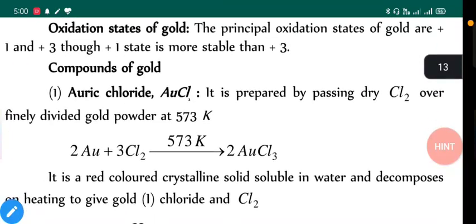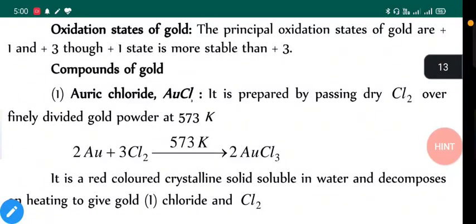Now oxidation state of gold. The principal oxidation states of gold are +1 and +3, though +1 state is more stable than +3, because in +3 state we can say that it represents higher reactivity, and normally gold is a noble metal. Now compounds of gold. Auric chloride. Keep in mind gold is also called aurum and the symbol Au came from the name aurum. That's why in certain cases you will notice that instead of gold the word aurum is being used, as we can see here. AuCl3 is called auric chloride.